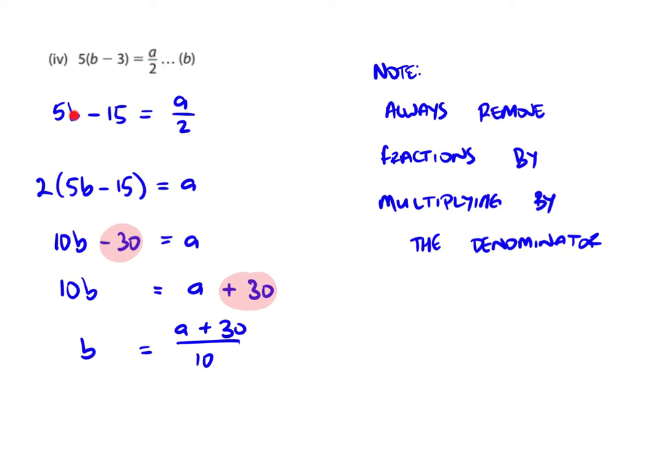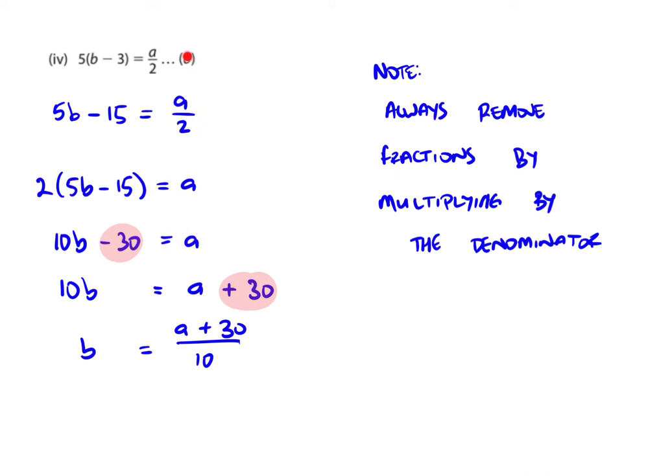So in this case, if we multiply 5b minus 15 by 2, it gets rid of the denominator here. So multiply all this here by 2, and it equals a. Because if we multiply the right-hand side by 2, we're left with just a. So we have to do the same on the left-hand side and multiply all this here by 2. We now need to expand. So 2 times 5b gives us 10b. 2 times negative 15 gives us negative 30. Equals, and we have our a there on the right-hand side.